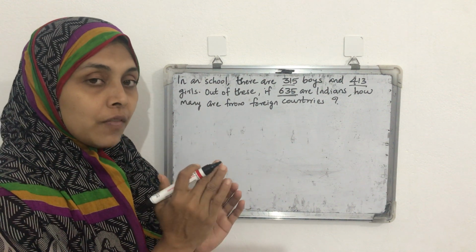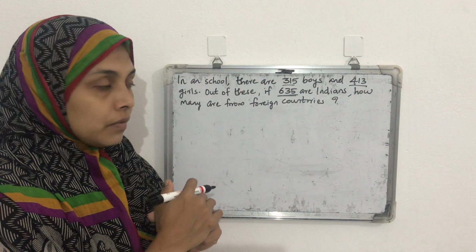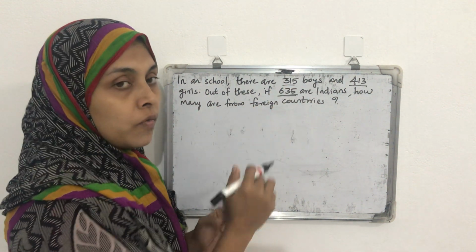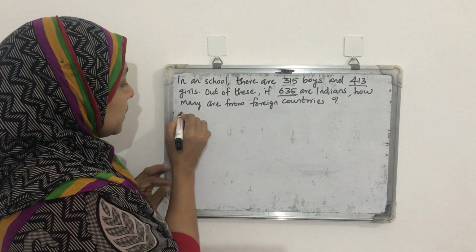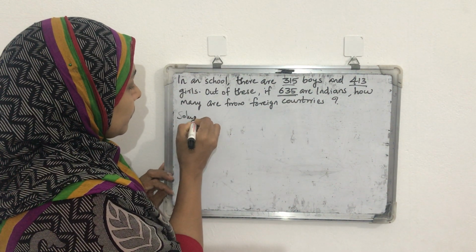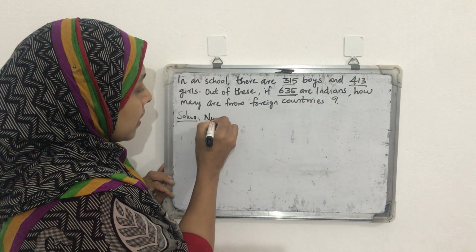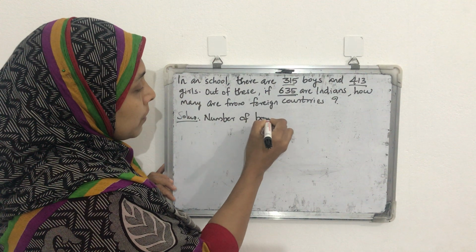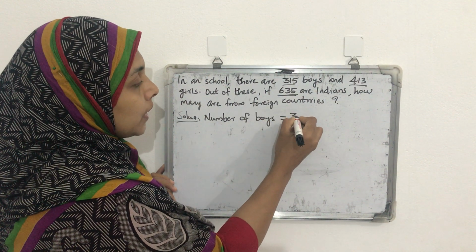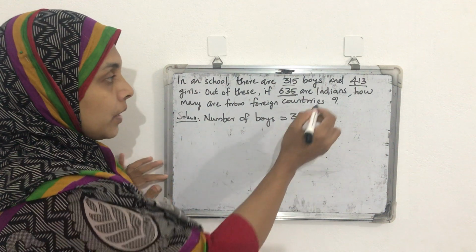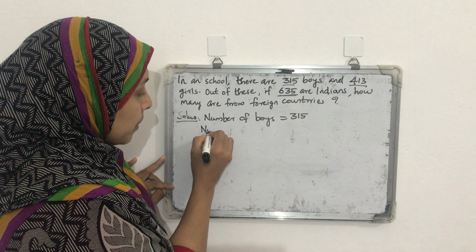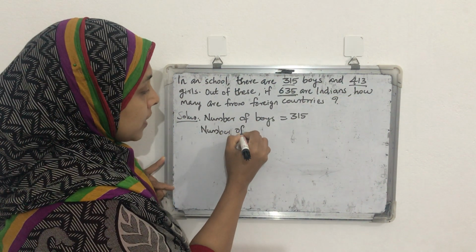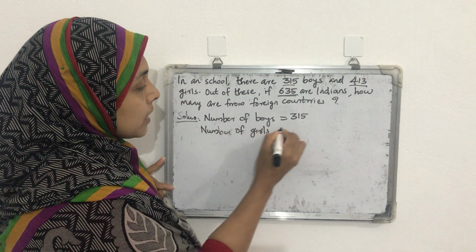After that, we want to write the given information. Which things are given here? Number of boys is given and number of girls also given. So that we can write the first solution. How can we write the first step? Number of boys. How many boys are there? 315 boys. Now, next we can write number of girls. How many girls?